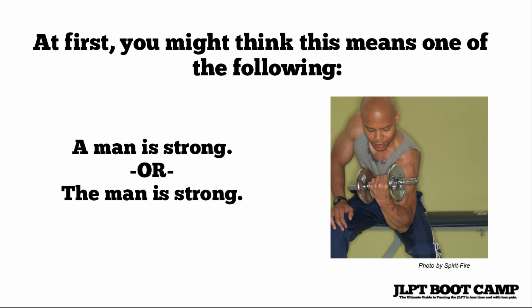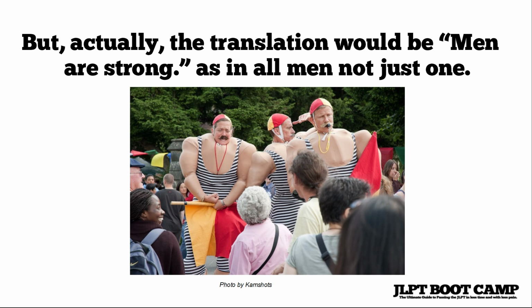But you might have this idea that you might be talking about one man. But in reality, what's actually the better translation here is that men are strong, as in all men, not just one. If you're using wa, the topic marker wa. So otoko no hito wa tsuyoi desu by itself, without any other sentences around it, just a lonely sentence by itself, would mean that all men are strong, not just one.